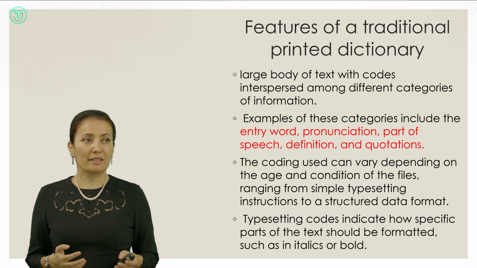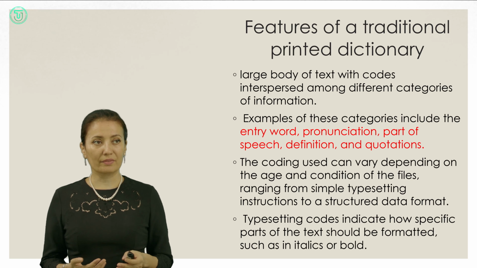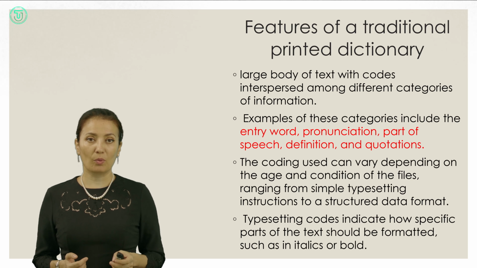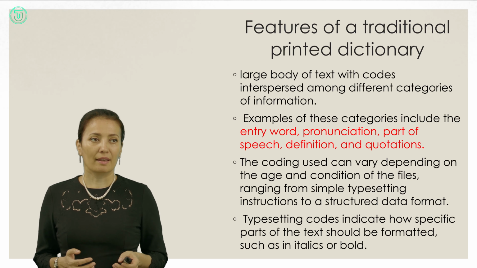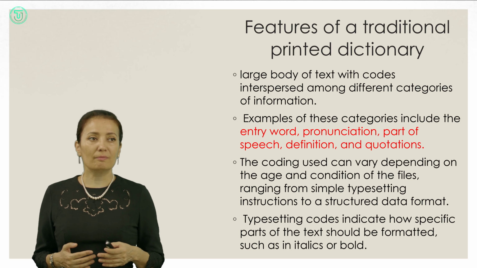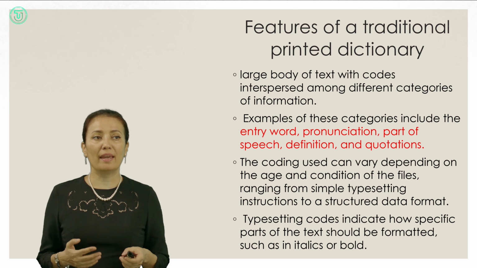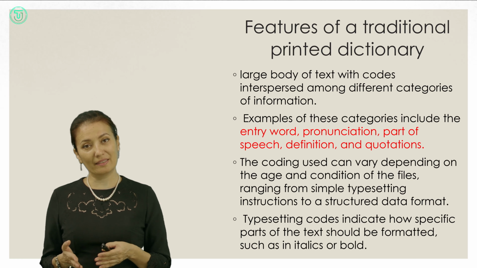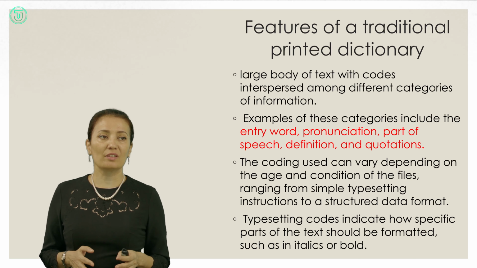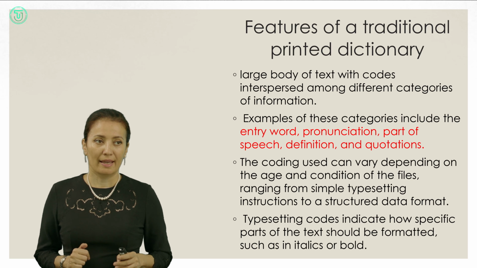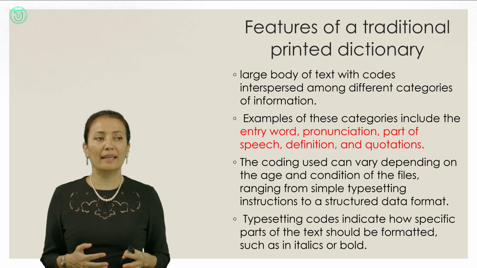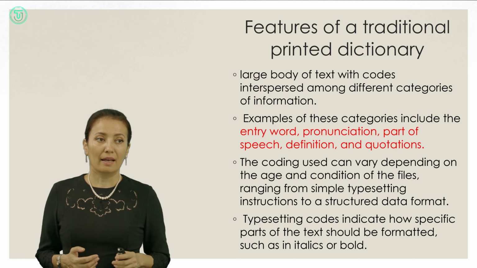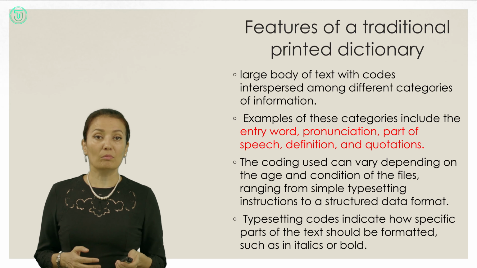Examples of these categories include the entry word itself, pronunciation, part of speech, definition and quotations, and some references. The coding used can vary depending on the age and condition of the files, ranging from simple typesetting instructions to a structured data format. Typesetting codes indicate how specific parts of the text should be formatted, such as italics or bold.